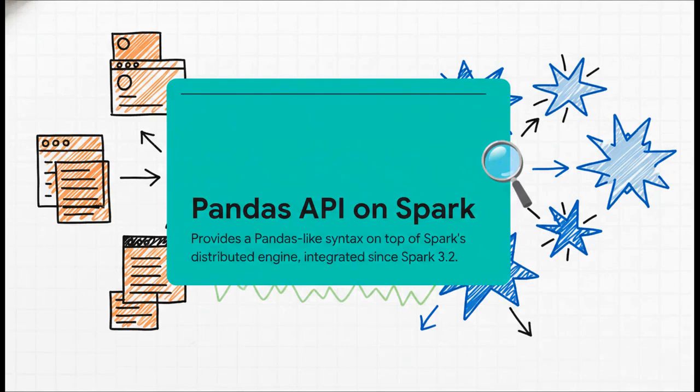What's actually happening? It's called the Pandas API on Spark. Think of it as a brilliant translation layer. You write the Pandas code you already know, and this API translates it into super optimized jobs that run on the powerful Spark engine in the background. You get the best of both worlds, a syntax you're comfortable with, and execution that can scale like crazy.